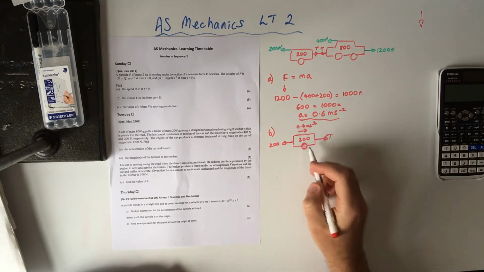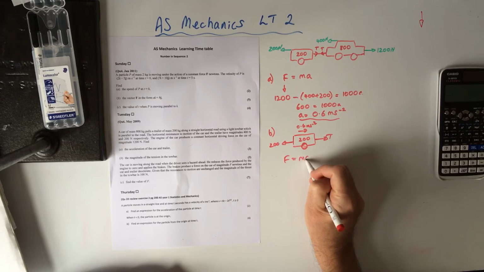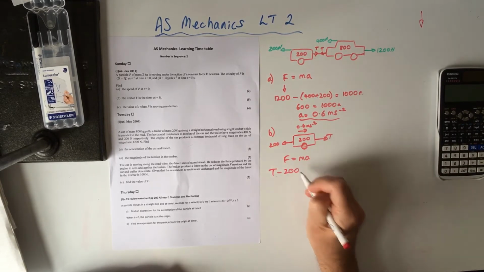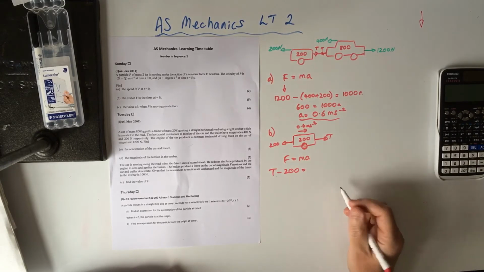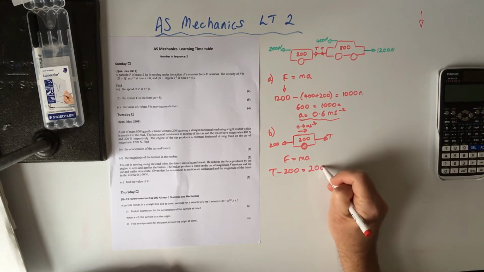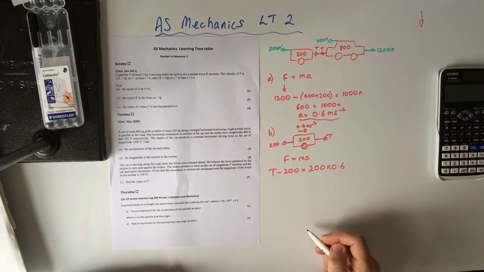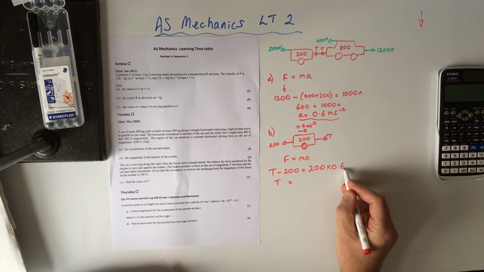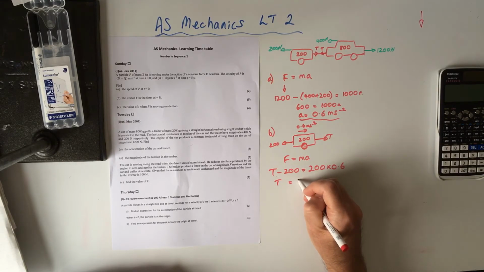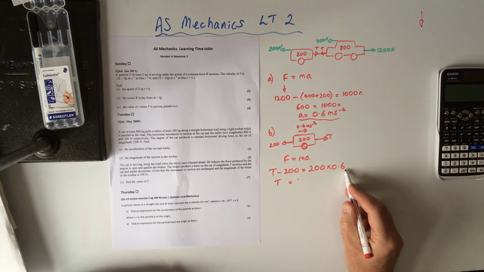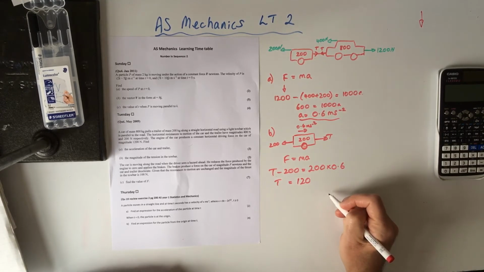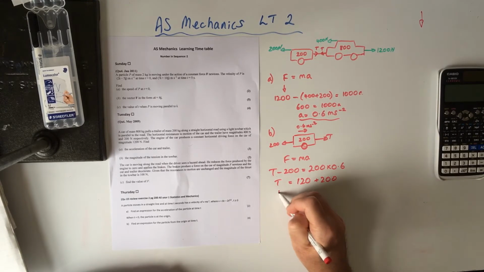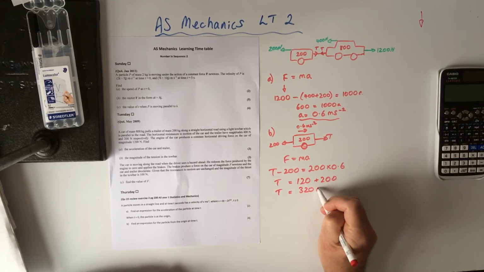So if we apply F equals ma just to the trailer, the net force pulling it is the tension minus the 200 Newton force there, okay? And it's equal to the mass times the acceleration, so 200 times 0.6. And so you can see that the tension is equal to 200 times 0.6, which is 120, plus 200 when we add 200 to both sides, so the tension is 320 newtons.